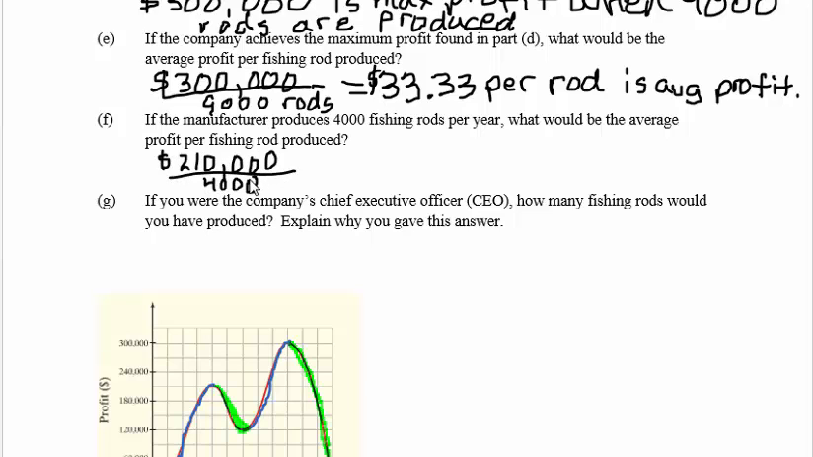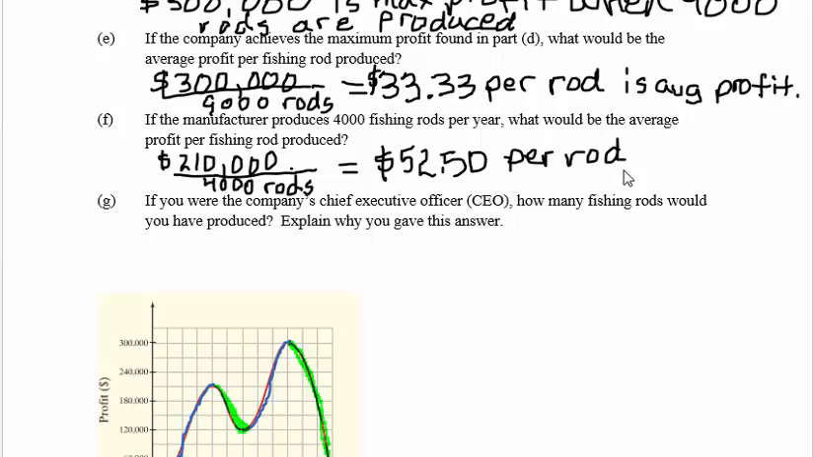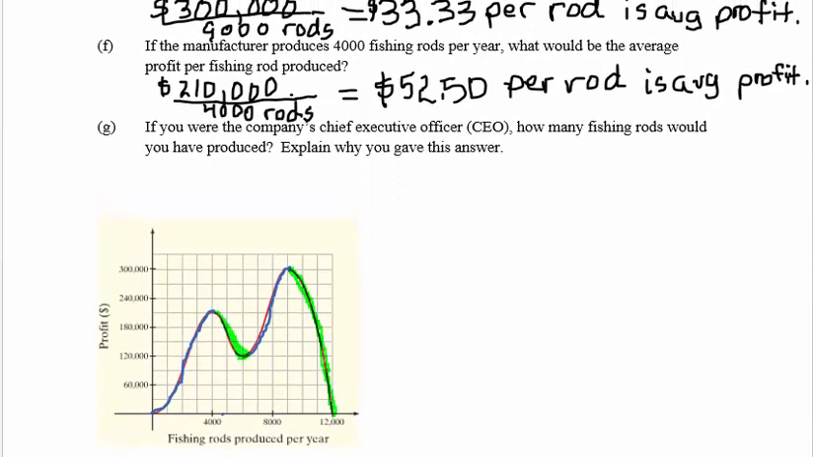That's divided by the 4,000 rods. And that actually gives me $52.50 per rod as my average profit. So now the question is, if you were the company's chief executive officer or CEO, how many fishing rods would you have produced? Explain why you gave this answer.